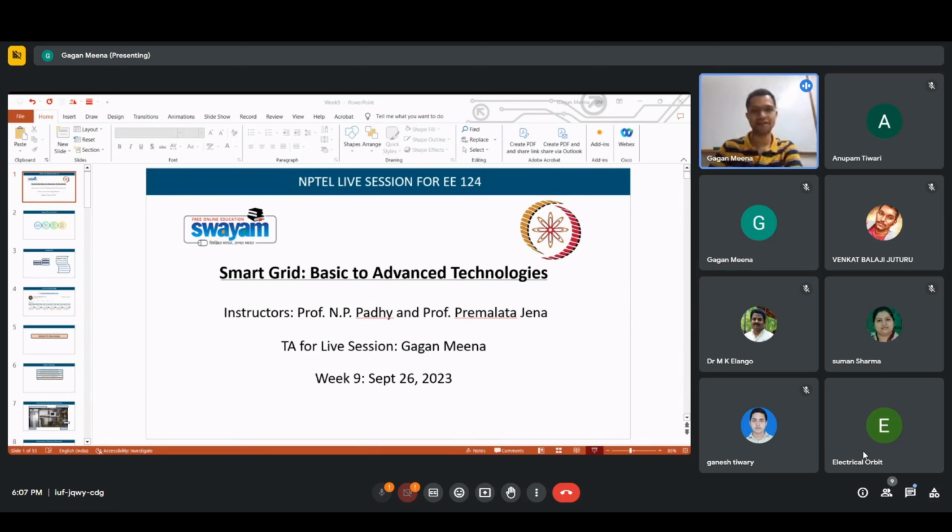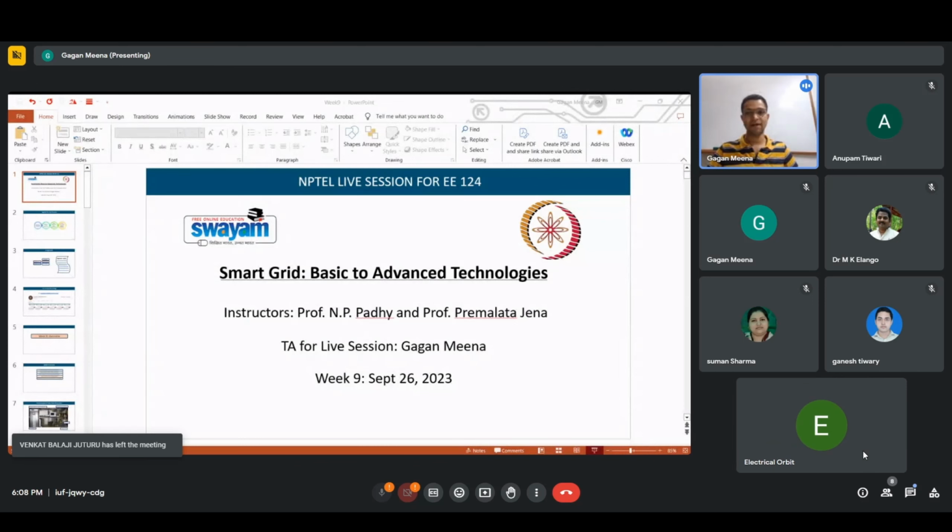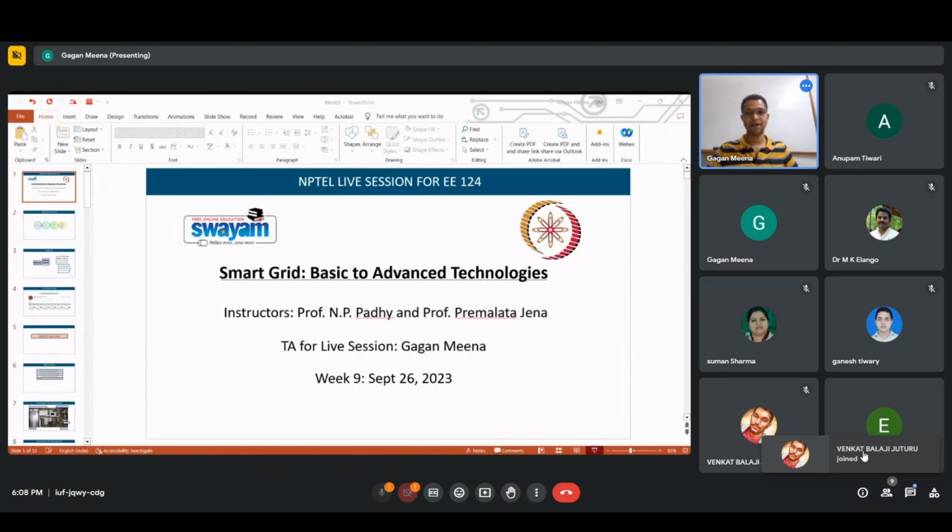Hybrid AC-DC microgrid. So we'll not go through this, but we'll go through the demonstration part of these: solar power, wind power, battery. Hardware in loop. All these things we can do.